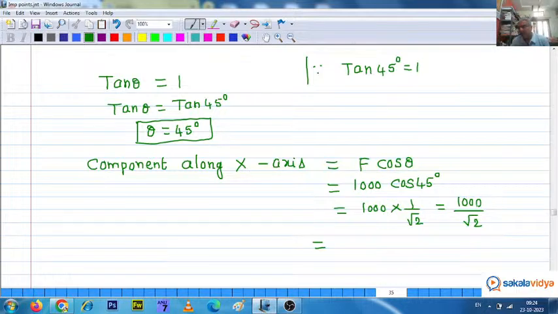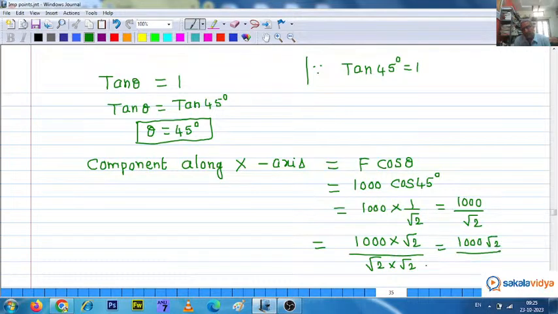Multiply both numerator and denominator with root 2. So 1000 multiplied by root 2 upon root 2 multiplied with root 2. So 1000 root 2 upon root 2 into root 2. My dear students, remember, root 2 into root 2 is 2. So 2 into 500 is 1000, that means 500 root 2 newtons. This is the horizontal component. So now we need to calculate the vertical component, that means the component along the y axis.